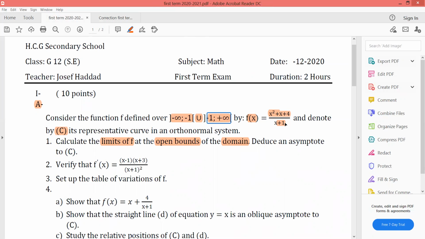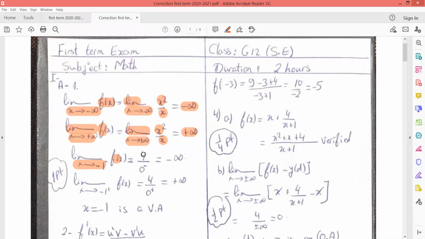In the denominator, minus 1 plus 1 is 0. And as x tends to minus 1 minus, it will be 0 minus. So it will be 4 over 0 minus. Number over 0 is minus infinity. And the limit as x tends to minus 1 plus of f(x) equals. Also, if we replace x by minus 1, we get 4 in the numerator, and 0 plus, since it's minus 1 plus, equals plus infinity.